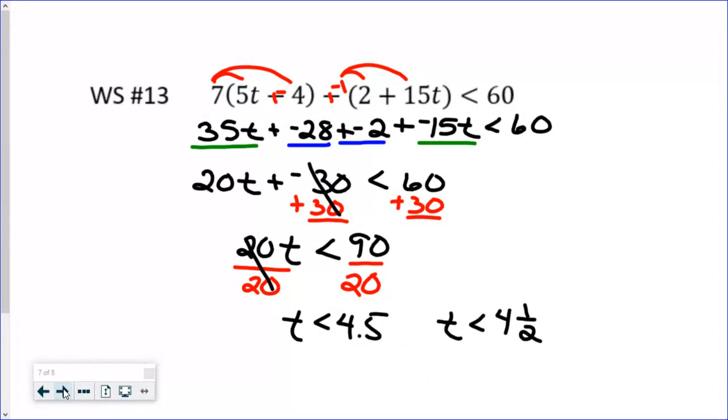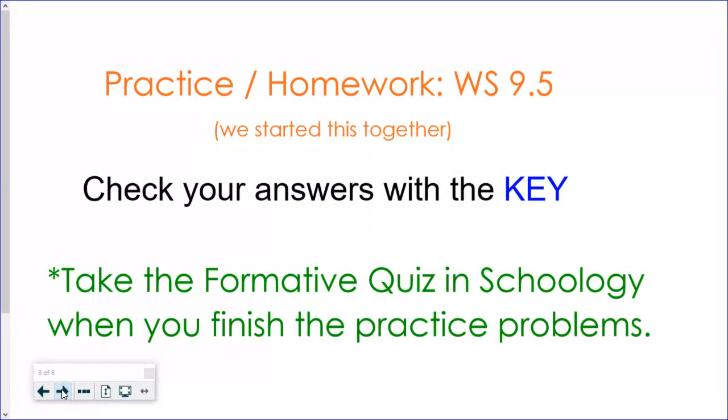Okie dokie. So hopefully that helps with some of the problems. You might want to go back and write down the work so you have all of the work on the worksheet. Okay, we got a lot of this worksheet done. Okay, make sure you check the rest of it in Schoology and take the quiz.